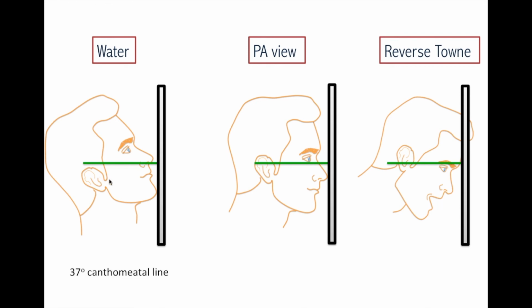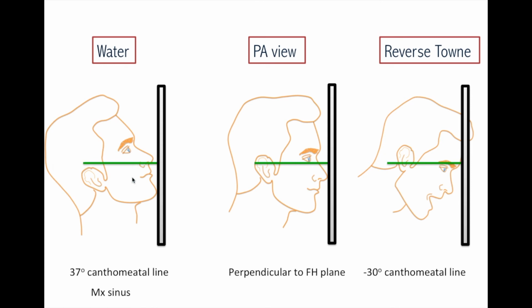And in Waters view, the image receptor is positioned such that it forms an angle of 37 degrees with the canthomeatal line. In PA, image receptor is positioned perpendicular to FH plane. In reverse Towne, the canthomeatal line forms an angle of -30. So, chin, nose, forehead; 37 degrees, perpendicular to FH, -30 degrees canthomeatal line.